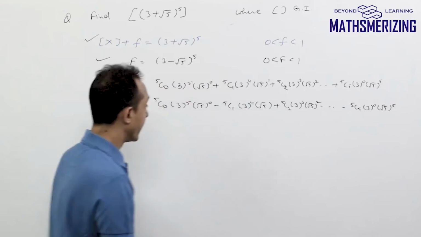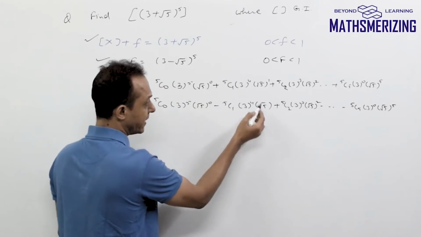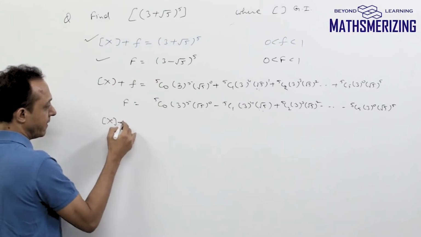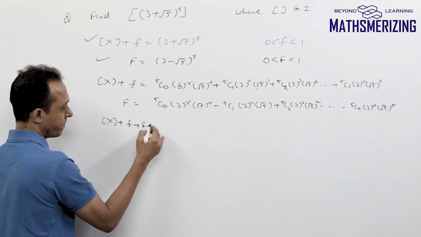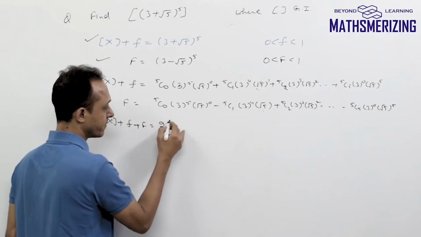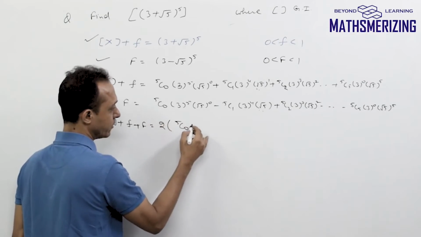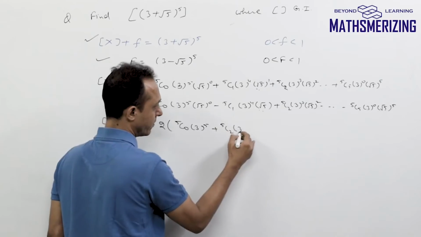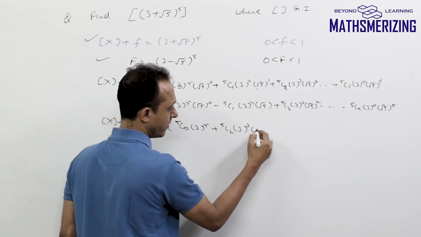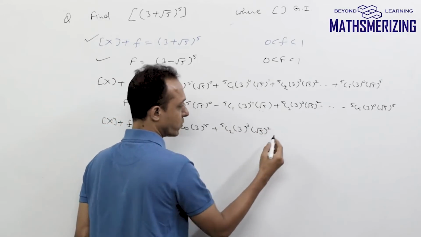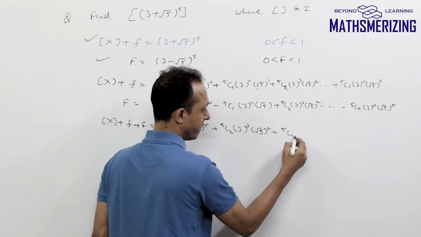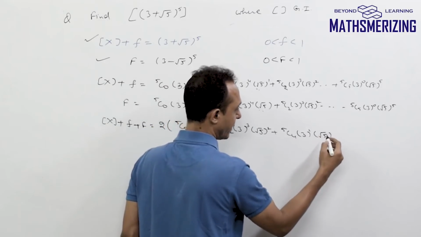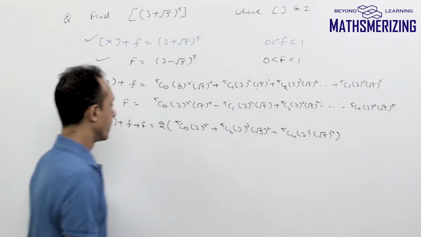Now again I need to cancel the terms which contain square root. So I'll add them up. I'll write greatest integer function of x plus f plus F, and this is 2 times 5C0 3 to the power 5, 5C2 3 cube under root 5 square, and plus 5C4 3 to the power 1 under root 5 to the power 4.